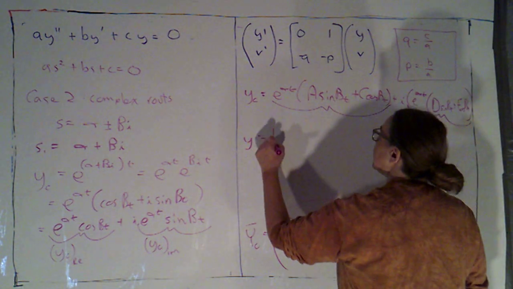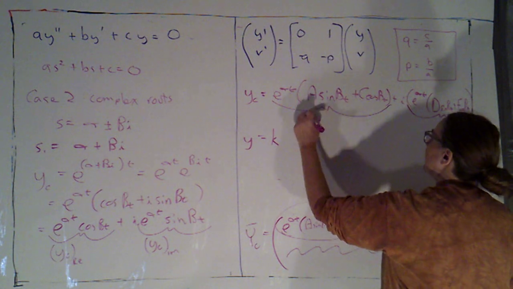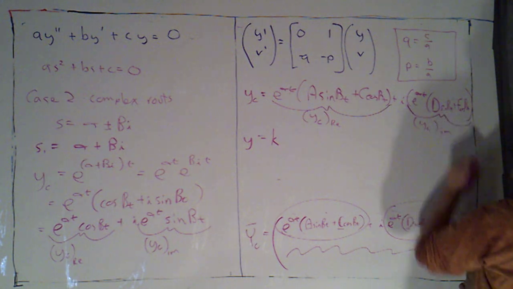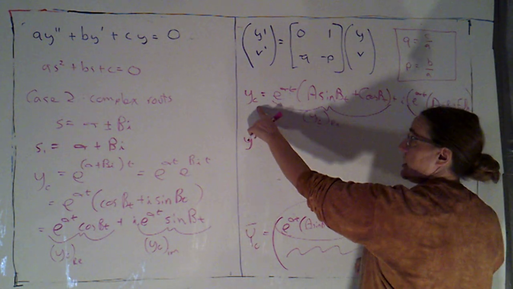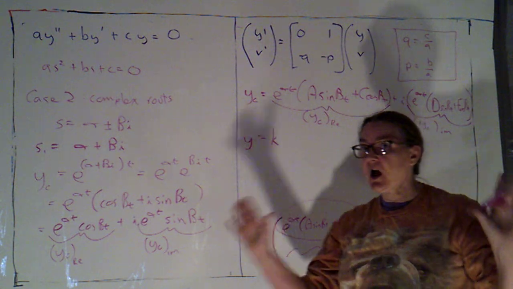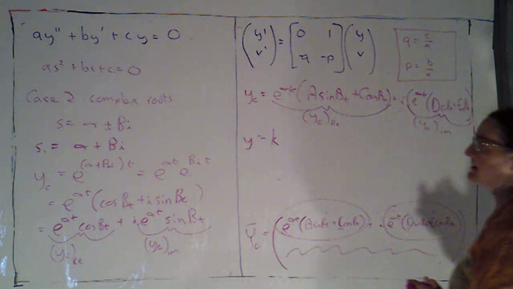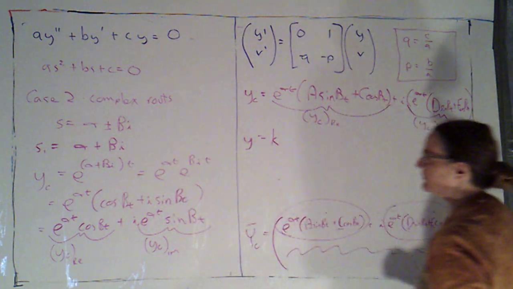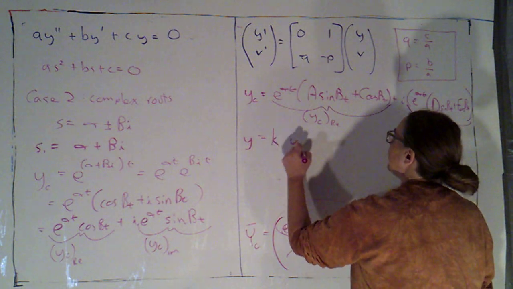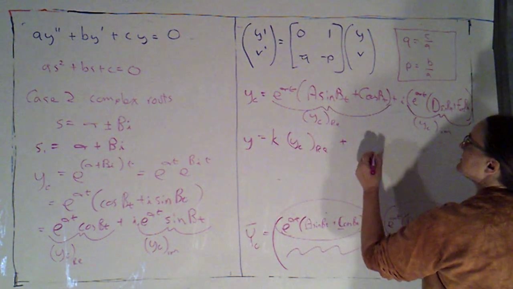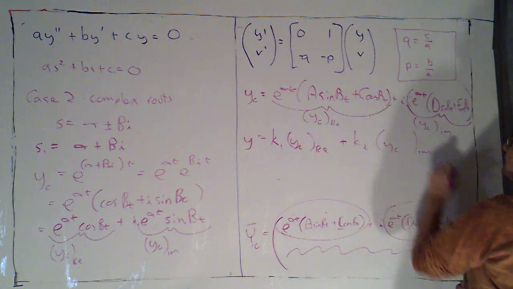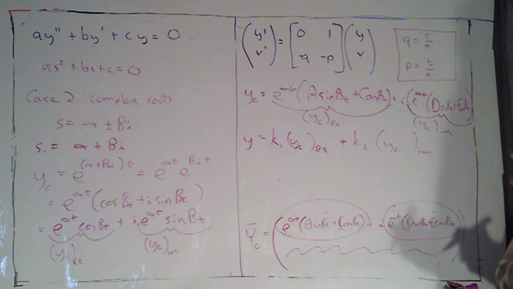So k copies of, I'm just going to write y sub c real and y sub c imaginary here, keeping in mind that this complex solution is not necessarily exactly the same as this complex solution. They're both complex solutions for y, but not necessarily the same. These are two different ways of working out the problem. So I would have k1 copies of this real part plus k2 copies of this imaginary part.